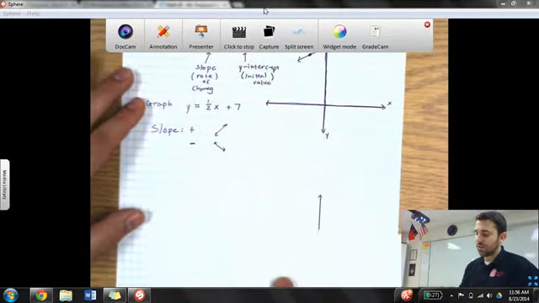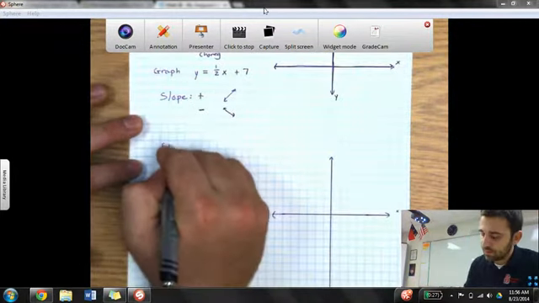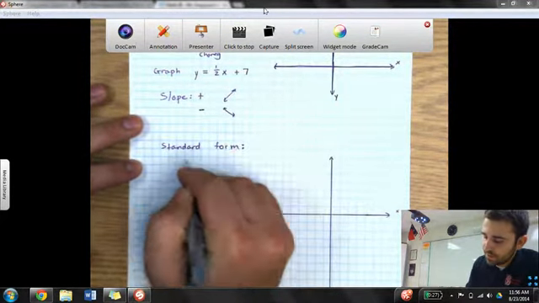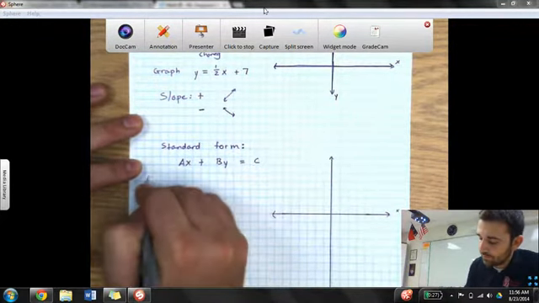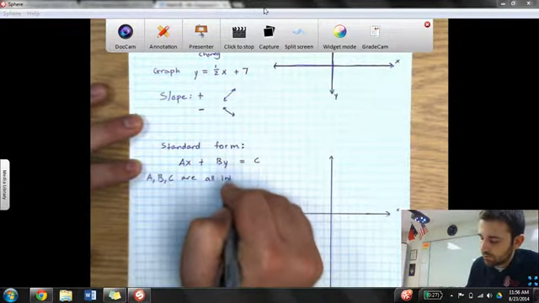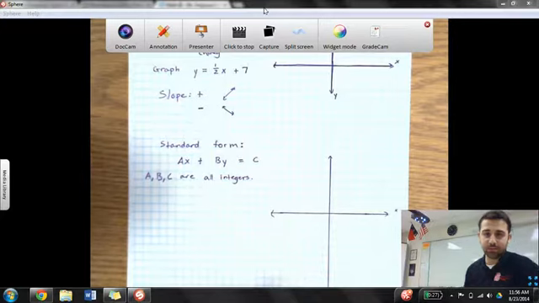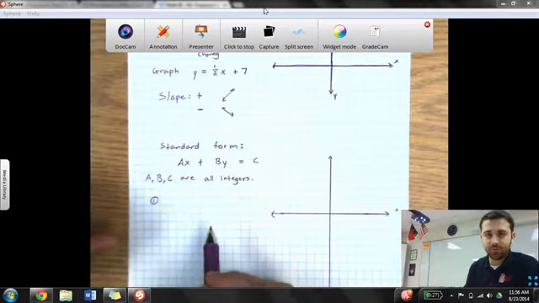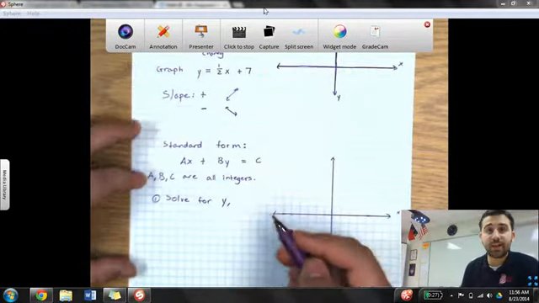So now let's look at the next form of a linear equation. Standard form. And the standard form is ax plus by equals c, where a, b, and c are all integers. There are two ways to graph the standard form of a line. The first way is to solve for y so that we're given the slope-intercept form.